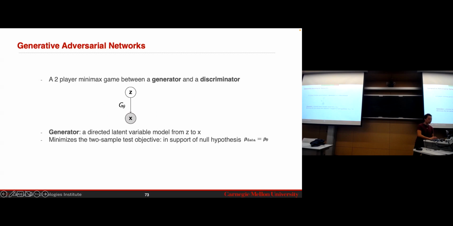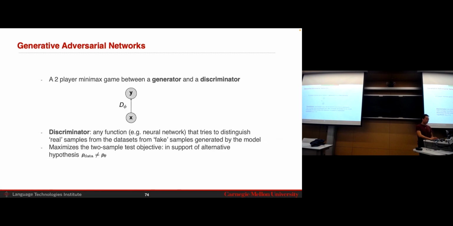And that's the whole idea of GANs, right? I'm going to first have a generator that takes in the latent variable Z and generates data X with some parameters theta. The goal of this generator is to minimize the two sample test. So you want to make sure that the data that you generate is the same as the actual data distribution. And a discriminator is trying to distinguish between the actual data distribution and the samples that you generate. So it's going to do the opposite thing. It's going to try to maximize the two sample test to support the alternative hypothesis: the actual data distribution is not the same as the data distribution that you generate.